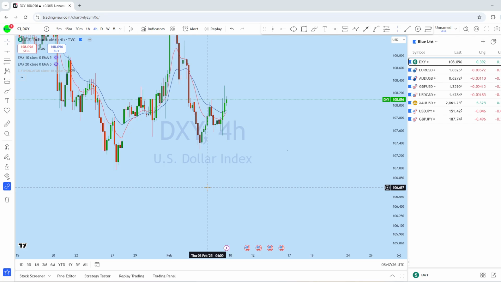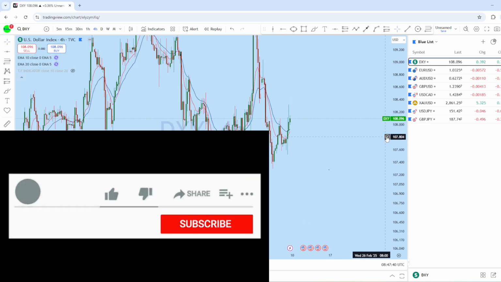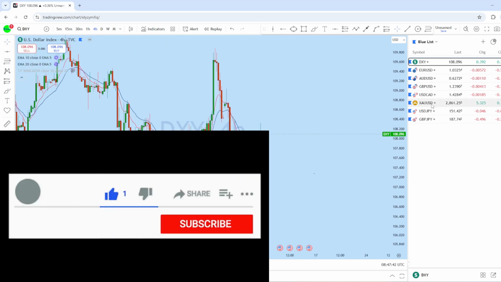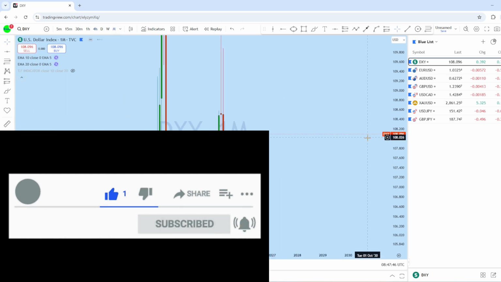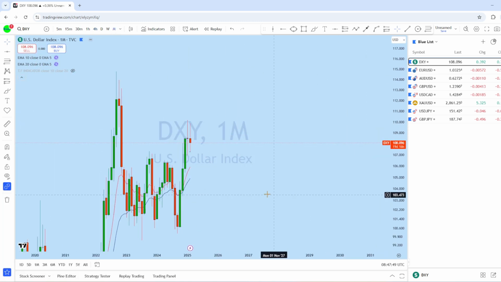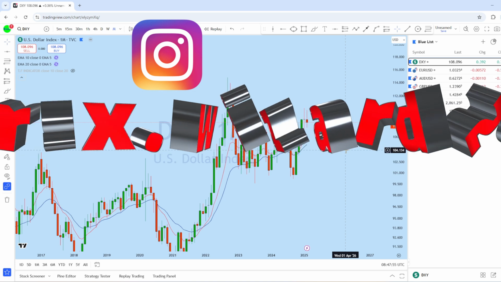Let's start with DXY, first of all, to see the overall picture in the market and how we can trade other USD pairs based on DXY analysis. Starting with the monthly chart to see the overall picture in this market, as the higher time frame will always give us clear direction, removing all the noise from the lower time frame.